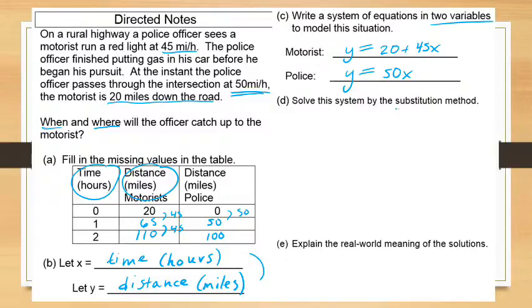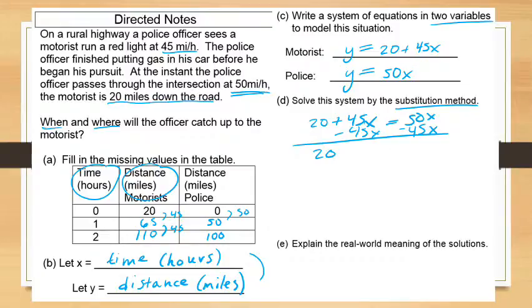So now we're going to use the substitution method to solve this problem. And you'll notice that both of our equations are already set up for y equals. So we can actually just set these two equations equal to each other. 20 plus 45x equals 50x. And so we can set this up to solve for the variable of x. I'm going to subtract 45x, subtract 45x. I now have 20 equals 5x. Divide both sides by 5, and I have x equals 4.